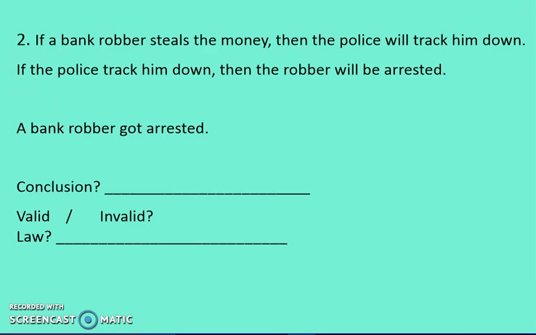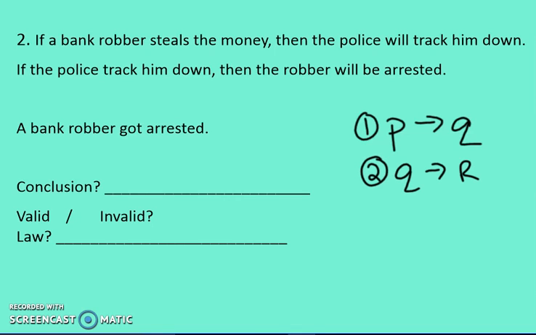So if we look at the second one, if a bank robber steals the money, then the police will track him down. If the police track him down, then the robber will get arrested. So remember, our first statement needs to be PQ. Our second statement needs to be QR in order for our third statement to become PR. And those three dots just mean therefore or the conclusion. It's just another way of writing it.